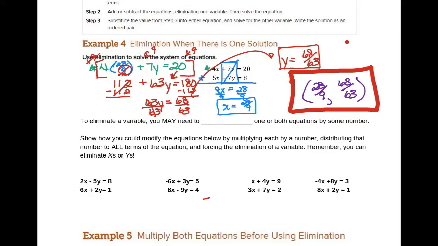So when there is one solution, what kind of lines are these again? Somebody other than Anno? Because he always answers. What kind of lines are these if there's one solution? Reagan. What kind of lines are these if I have one solution?